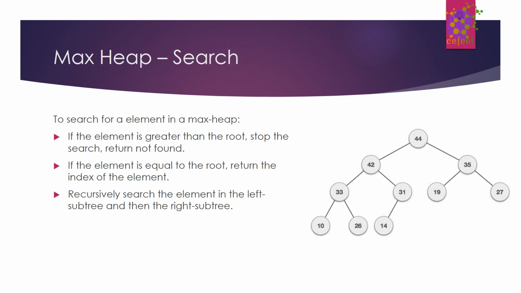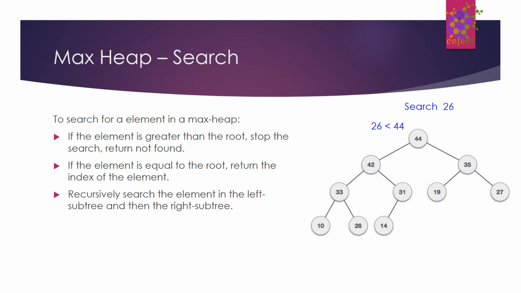So let's see an intuitive example. Let's say here is a binary heap, and we need to search for the element 26. Notice where 26 is present: it's present somewhere down in the heap. But how do we start? First we compare with the root. The root is 44, and 26 is less than 44, which means there is definitely a place where 26 might be present in the tree.